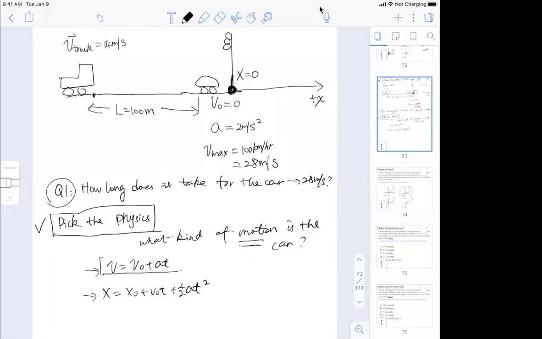Yes. Okay, so how do we know which equations to use? To look at which one was given. I know V naught is 0. I know A is 2. And I know V max is 28.